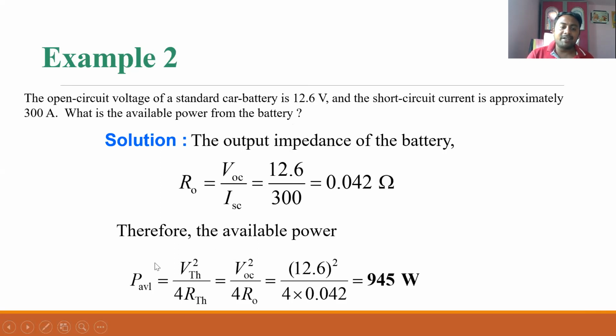Therefore, for the available power, we know from the maximum power transfer theorem, VTH square by 4RTH or RL. So I am using that. The available power in the battery is 945 watts.